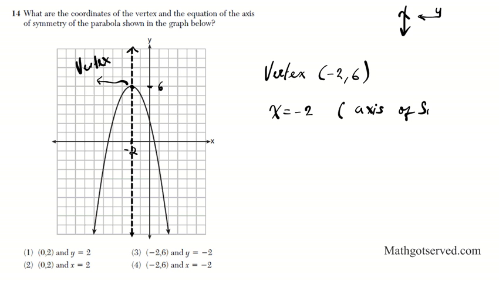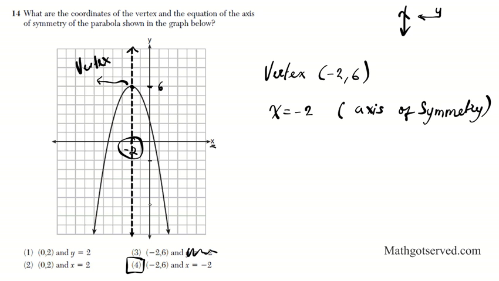Another way of determining this is to ask yourself, what axis does this line cut, and at what value? This vertical line cuts the x-axis at -2. So that tells you x equals -2 is your axis of symmetry, which is option 4. This one is close, but it's telling you that the axis of symmetry is y equals -2, and at the y value of -2, the axis of symmetry doesn't even touch it. So this cannot be the correct answer. So the answer is option 4.